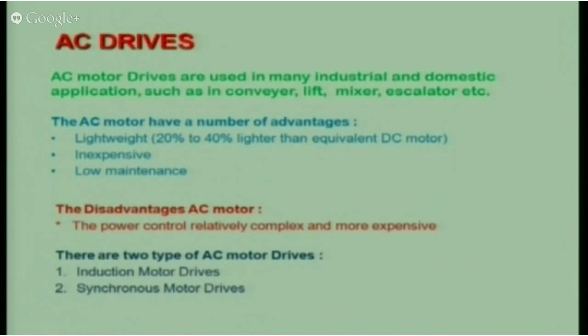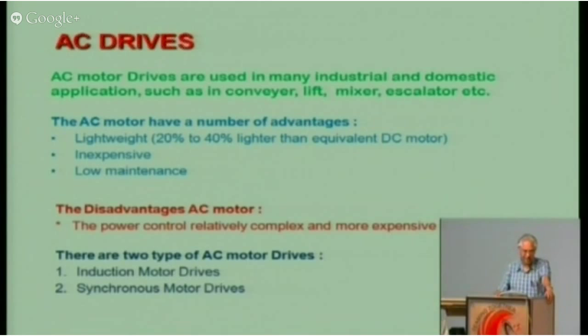Let us see. AC motor drives are used in many industrial and domestic applications, such as in conveyors, lifts, mixers, accelerators, etc. The AC motor has a number of advantages over DC drive. What is that? It is lightweight, 20% to 40% lighter than an equivalent DC motor. As I said, a DC motor has to be costlier, more weight, complex, requires more maintenance, etc. These are the advantages. And then it is inexpensive. Maine bola DC drive is an expensive drive. This is inexpensive and it requires less maintenance.